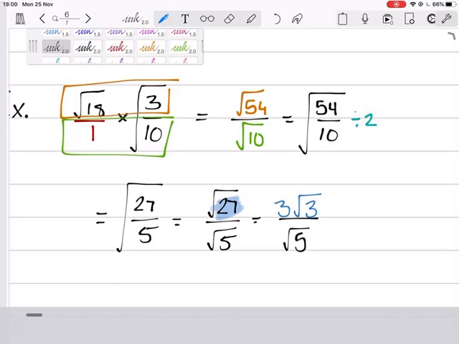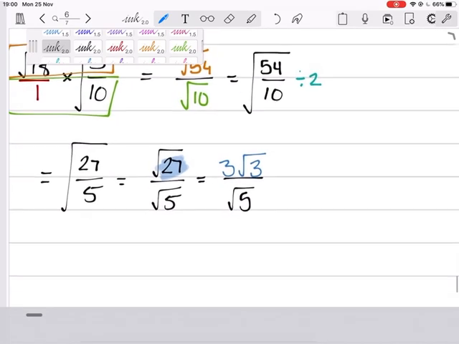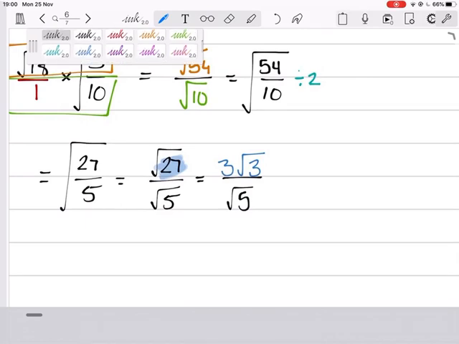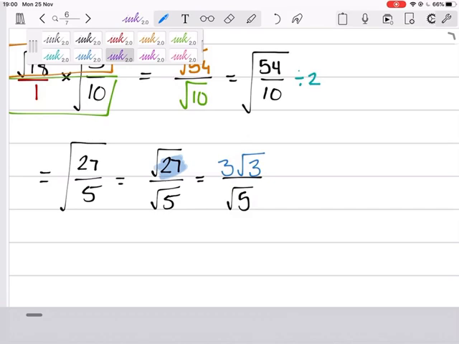Now that I have this as reduced as I possibly can, the smallest numbers possible, I want to get rid of my radical on the bottom. So in order to do that, I need to turn my square root 5 into something that I know the square root of. And I know the square root of 25. So in order to turn that 5 into the square root of 25, I'm going to multiply it by square root 5. And what I do to the bottom, I also have to do to the top.